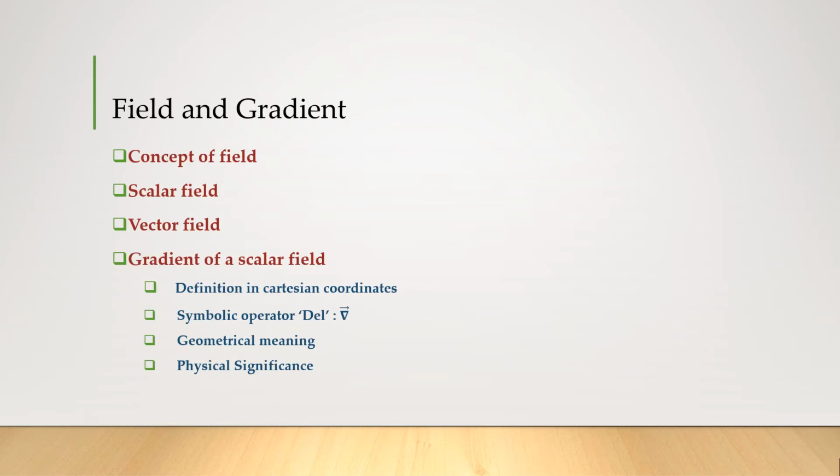And after these prerequisites, let us know what we are going to learn in this video. We will learn about the concept of field, scalar field, vector field concept, then one kind of differentiation of the scalar field, that is gradient. We will define it in Cartesian coordinates. We will use symbolic notation, that is del operator. Then we will go to its geometrical meaning and physical significance.